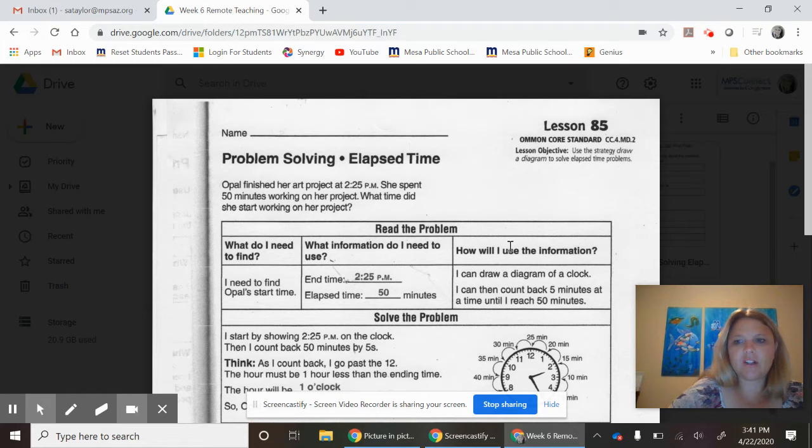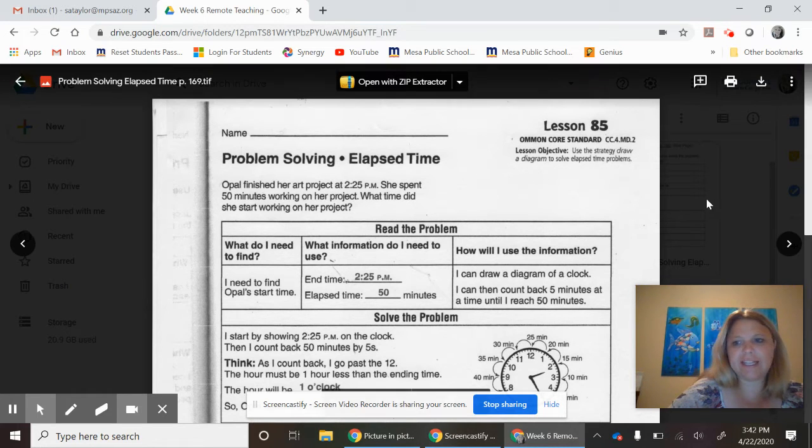Hi, fourth graders. I purposely chose this lesson because I know I heard moaning and groaning from Gavin when I talked about this. This was a skill that we worked on quite a bit in fourth grade, but it's still a skill that's a struggle. So I think it'll be very important for us to practice this as we do our remote learning.